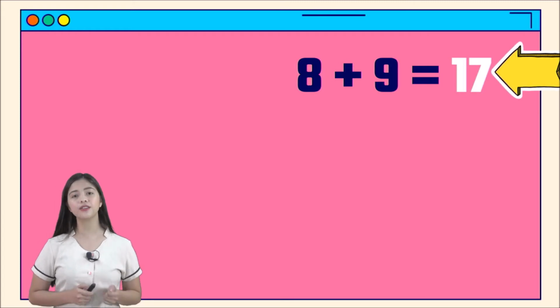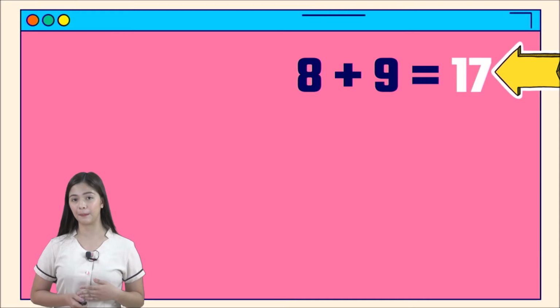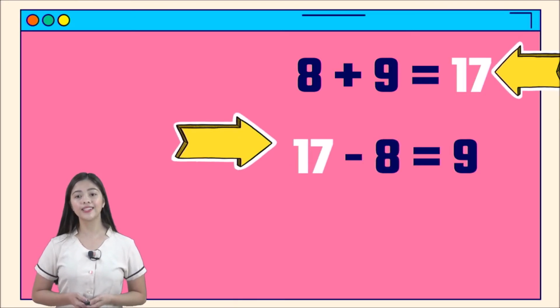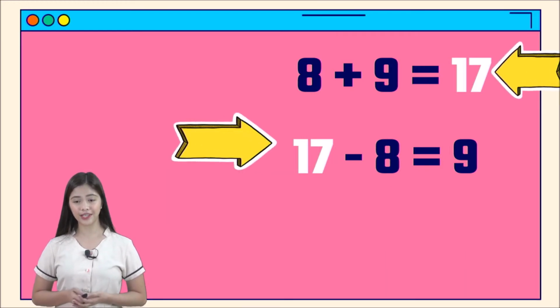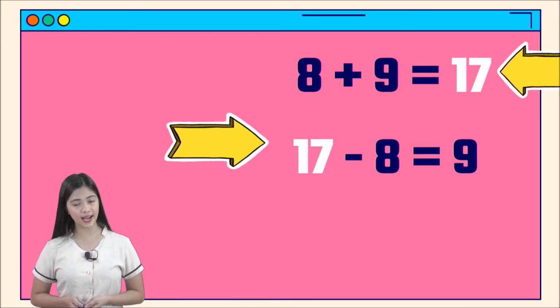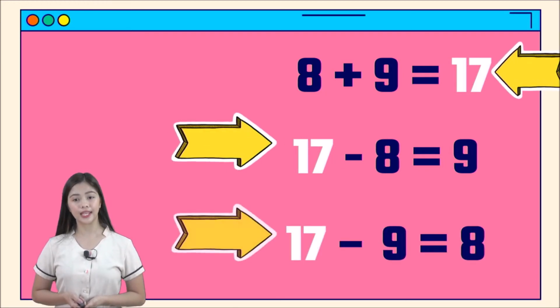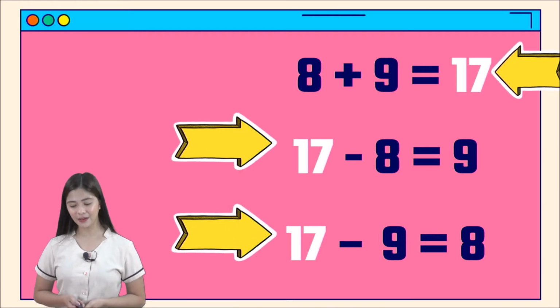So let's use the first addends, which is the number 8. So we have 17 minus 8 is equal to 9. And vice versa. Let's use it also as vice versa. 17 again as the minuend and 9 is the subtrahend. So let's use 17 minus 9 is equal to 8, okay?